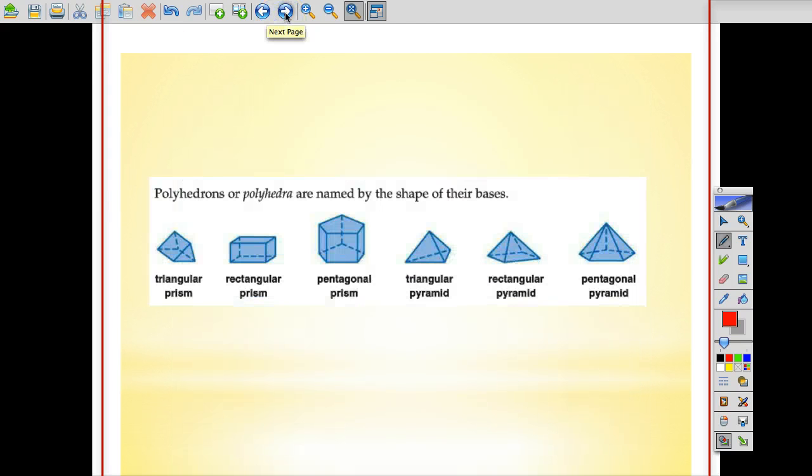Polyhedrons, or polyhedra, are named by the shapes of their bases. A triangular prism, because the bases are triangles. A rectangular prism has a rectangle as a base. A pentagonal prism has a pentagon as a base; it has 5 sides. A triangular pyramid is a pyramid whose base has 3 sides. A rectangular pyramid has 4 sides on the bottom, so it has a rectangle as the base. A pentagonal pyramid has a pentagon as a base, and it's still a pyramid because the sides are made of triangles.